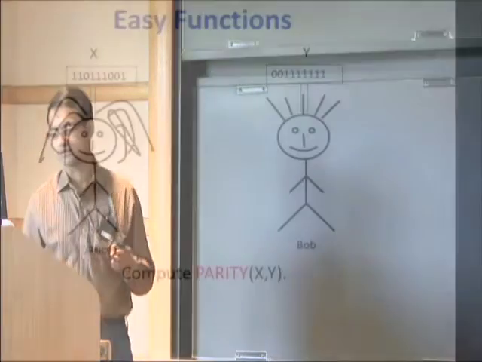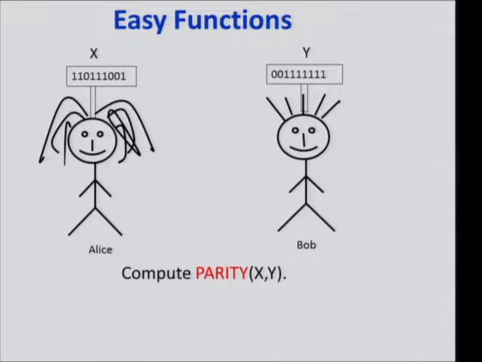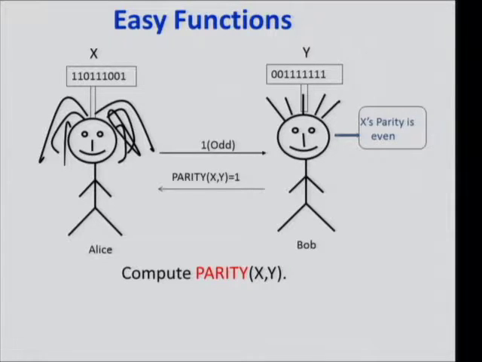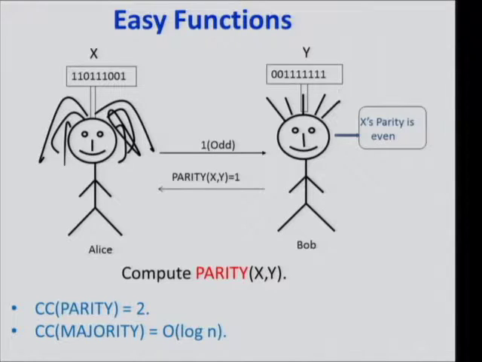I will be quick with this, because it's very basic and known to everybody, just to be on the same page. If you have a function like parity, then it's very easy. It's an example of a super easy function, because all that Alice needs to do is send the parity of the input that she sees, and then Bob can compute the parity of his input and give the final answer by just combining the two parities. So the communication complexity of parity is at most 2. And there are several functions like majority, where the communication complexity likewise is order log n. In fact, for any symmetric function, it's order log n. So these are examples of easy functions.